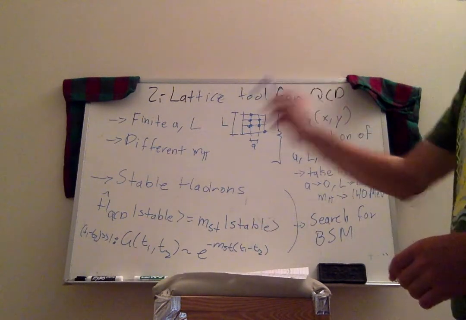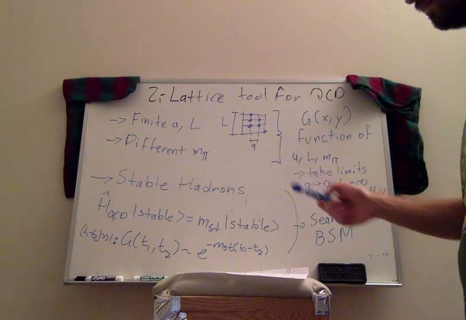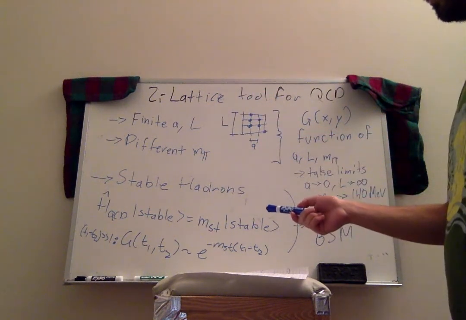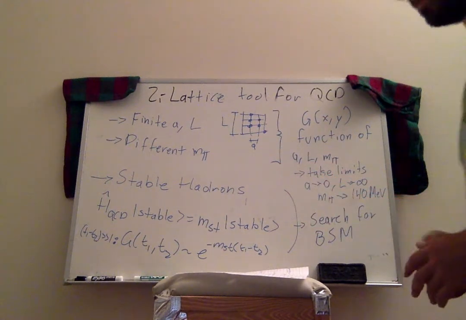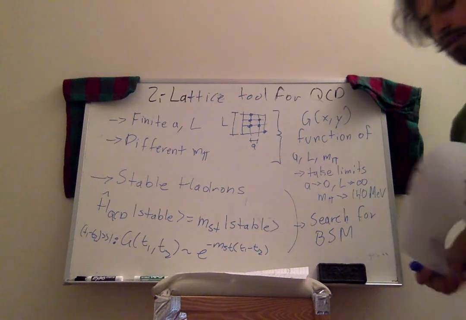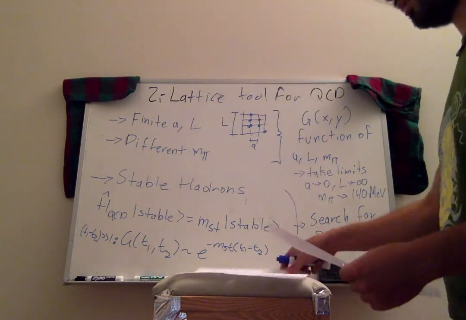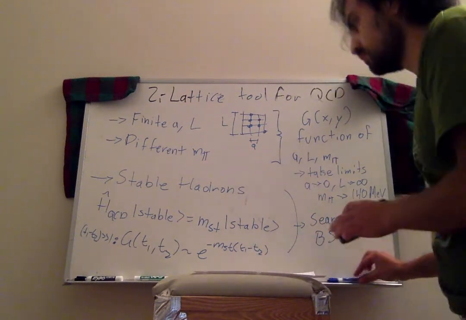However, unstable hadrons are not eigenstates of the QCD Hamiltonian, so you have to be more careful on how you can study them. Unstable hadrons show up in scattering amplitudes as enhancements, so you better be able to do scattering in a finite volume. So that's the next section of the paper.